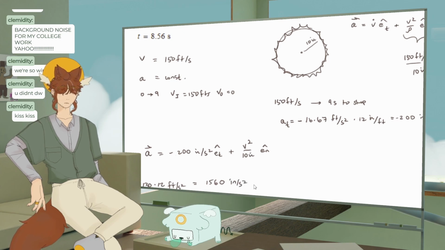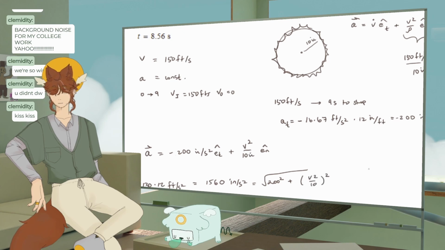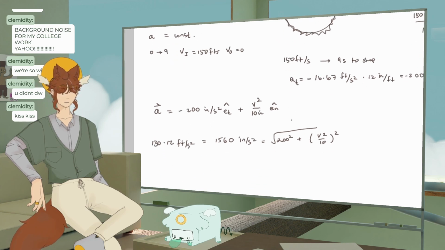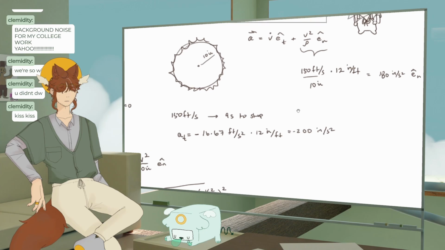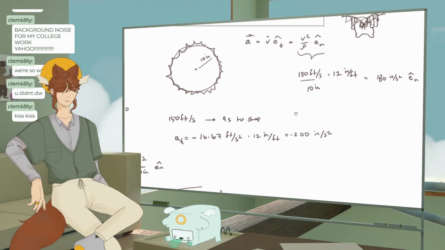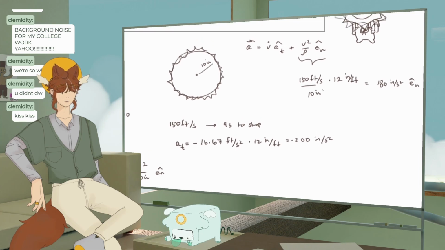Okay. So that's going to be the square root of 200 squared plus v squared over 10 squared. So I just took the magnitude. Unfortunately, we are going to have to multiply this again. I feel like I've definitely missed a sign somewhere. Did I divide this by 10? Wait, what did I do over here? No, I did. Divided by 10 inches.